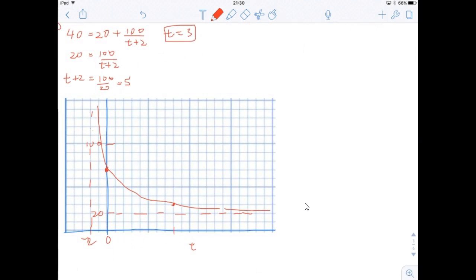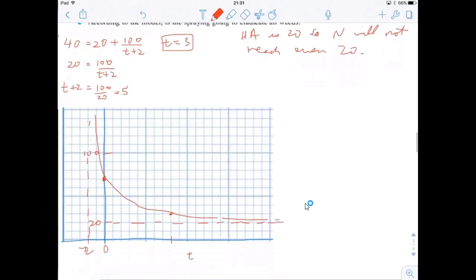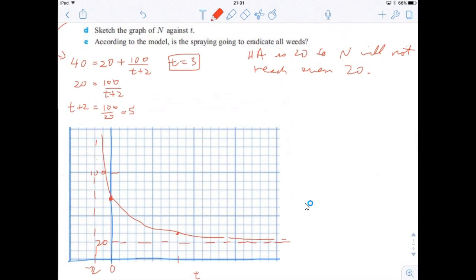According to the model, is the spraying going to eradicate all the weeds? Meaning, is it going to go down to 0? And it doesn't look like it will, because the horizontal asymptote is 20, so it's never going to go below 20. So you could say the horizontal asymptote is 20, so n will not reach even 20, let alone 0. Okay, and that is the end of page 3.